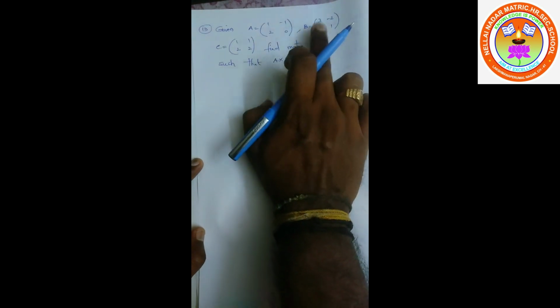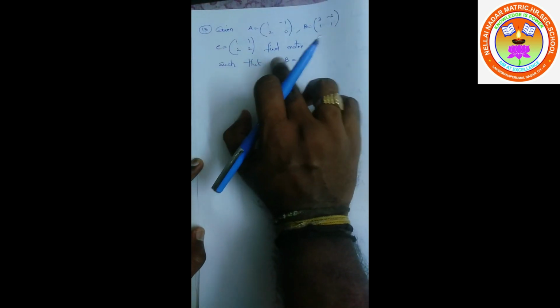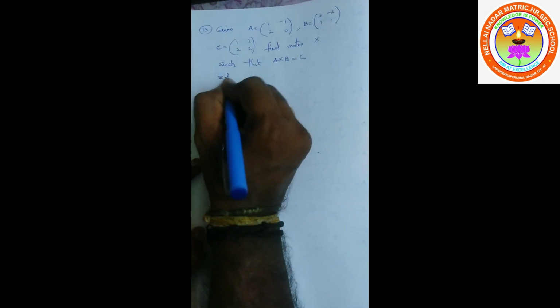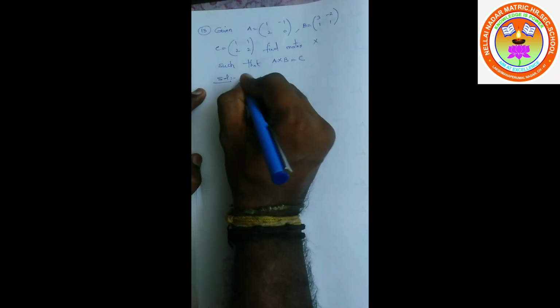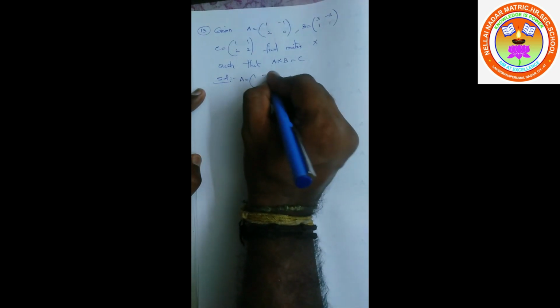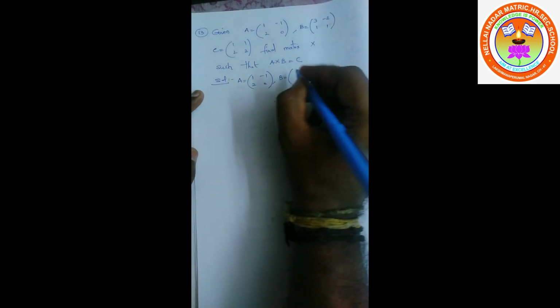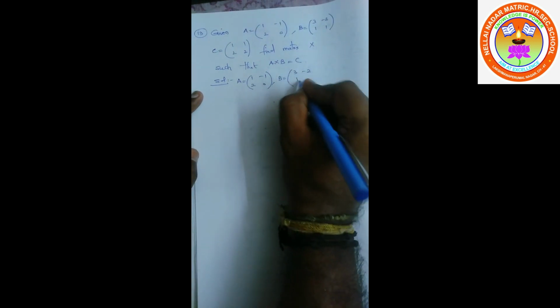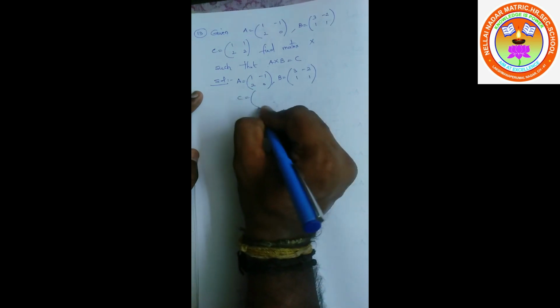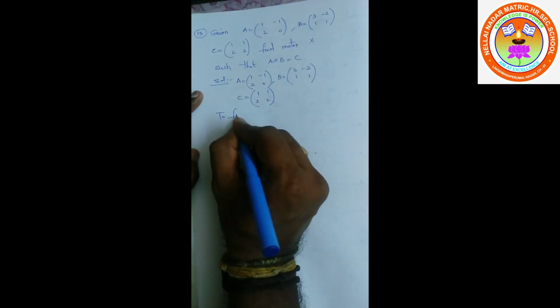Sum number 13, one of the important sums. They have given matrices A, B and C. Find matrix X such that AXB is equal to C. Solution. The given matrices: A matrix is 1, minus 1, 2, 0. B matrix is 3, minus 2, 1, 1. C matrix is 1, 1, 2, 2.